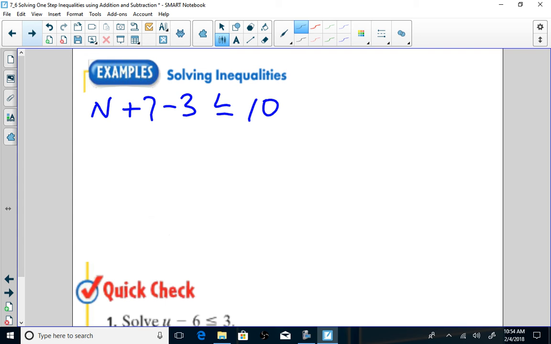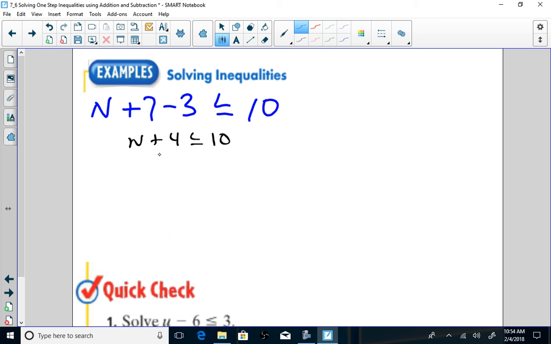Let's try something a little bit different. First step here, we have to combine some like terms. 7 minus 3 is 4. So I'm going to write a number plus 4 less than or equal to 10. So we have one initial step here where I have to put these like terms together. 7 and minus 3 is 4.